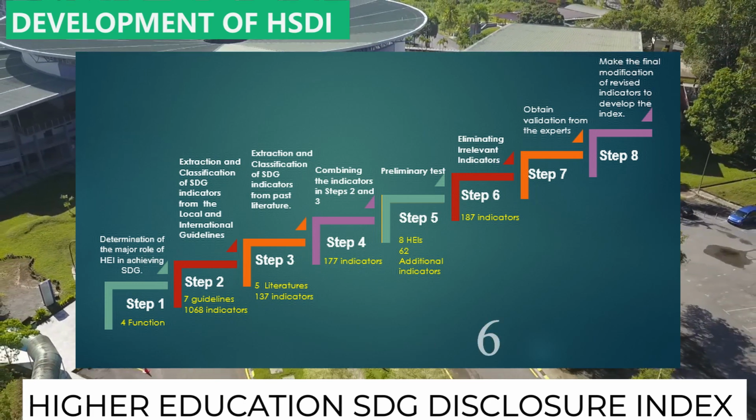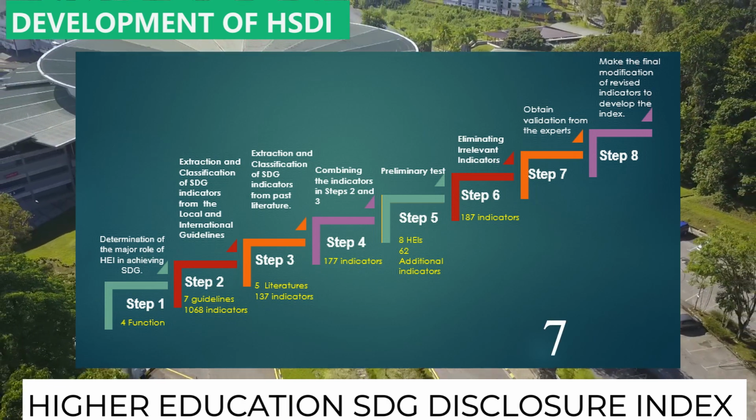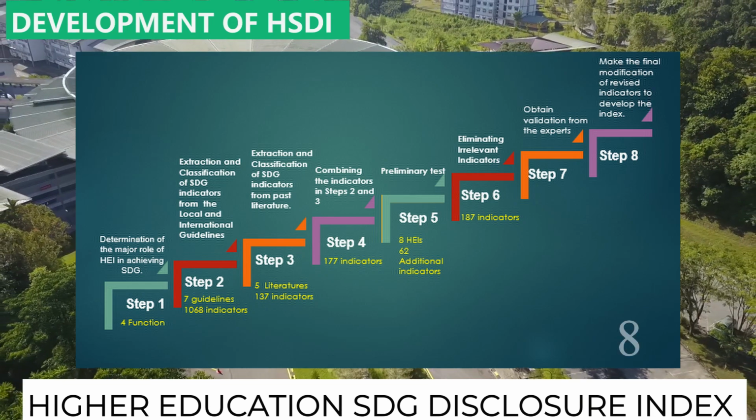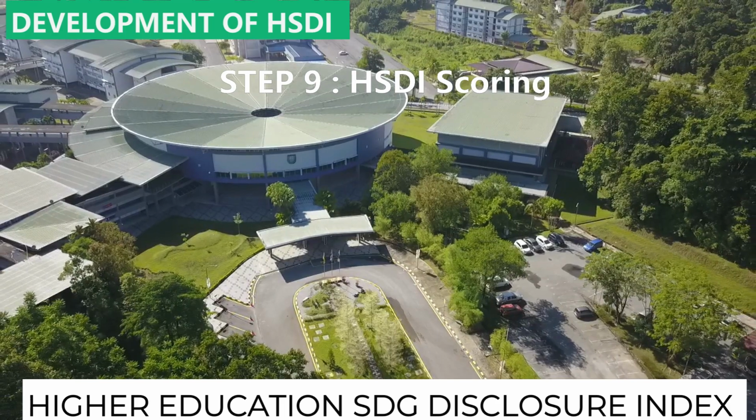Step 6. Eliminating irrelevant indicators. Step 7. Obtain validation from the experts. Step 8. Final modification of revised indicators. Step 9. Scoring of HSDI.